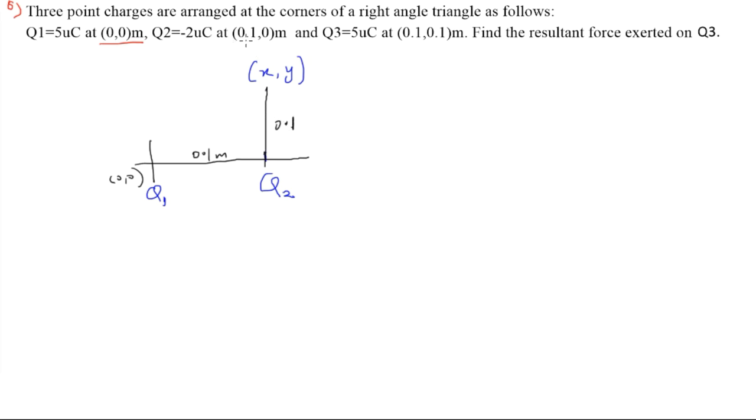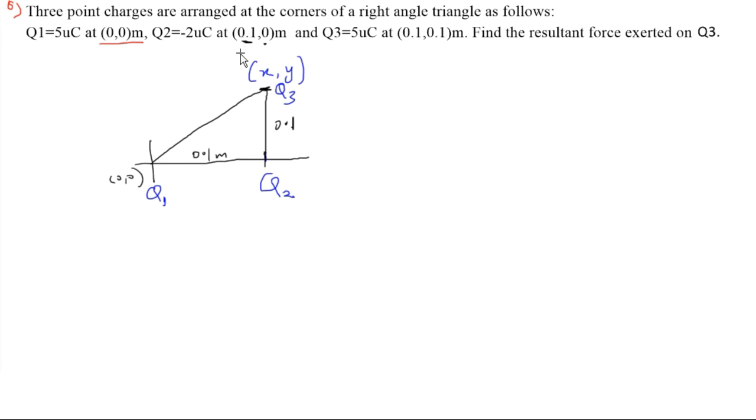So the first one gives the distance on the x-axis, the second one gives the distance on the y-axis. So this is 0.1 on the x-axis and 0.1 on the y-axis. This is the location of q3. If I put q3 right here, I can join the right angle triangle. It will look like this. Now the question says find the resultant force exerted on q3, and of course this is q3.